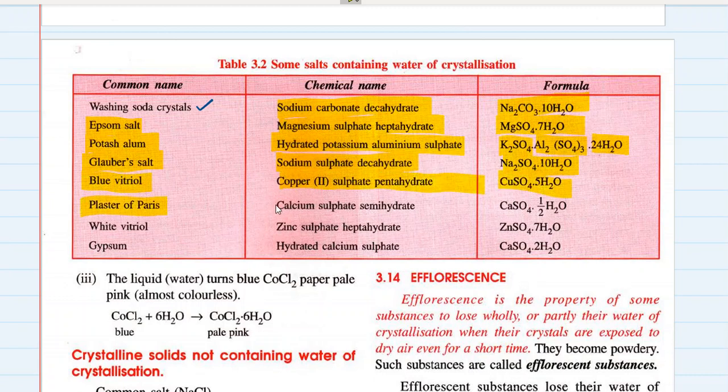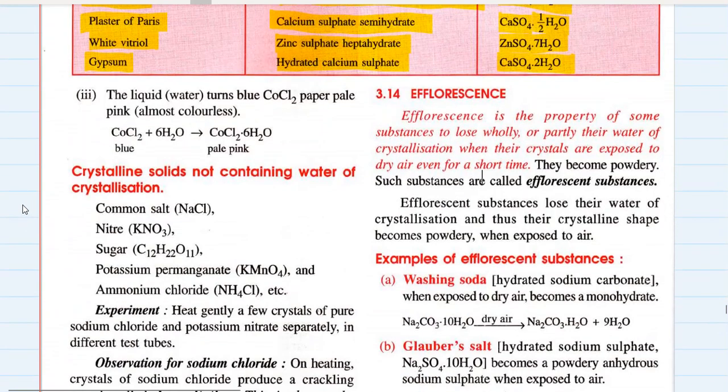Plaster of Paris, calcium sulfate semihydrate, sometimes known as hemihydrate, CaSO4.½H2O. White vitriol, zinc sulfate heptahydrate, ZnSO4.7H2O. Gypsum, hydrated calcium sulfate, CaSO4.2H2O. These are all salts containing water of crystallization which are commonly used by us.